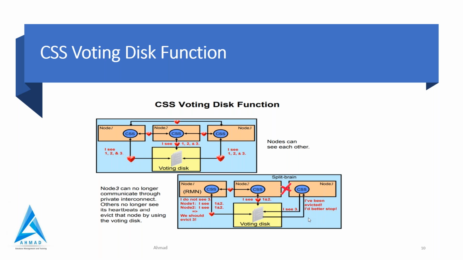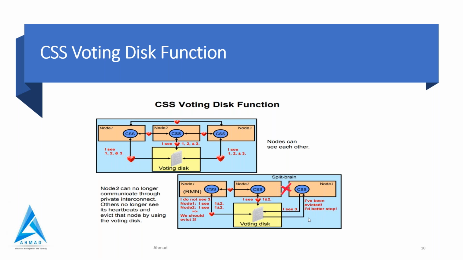So node 3 can no longer communicate through the private interconnect, and the other nodes cannot see it because of the heartbeat, and the node is evicted by using the voting disk. Now clear, Shan? So the primary purpose is to help in the situation where private network communication fails. This is another line you can add for the voting disk, that the voting disk also helps in that situation when private network communication fails.